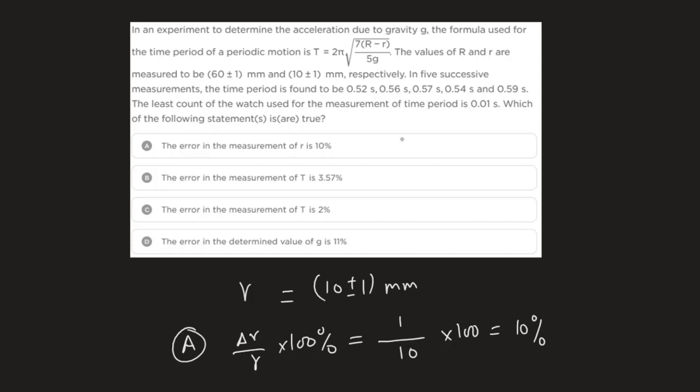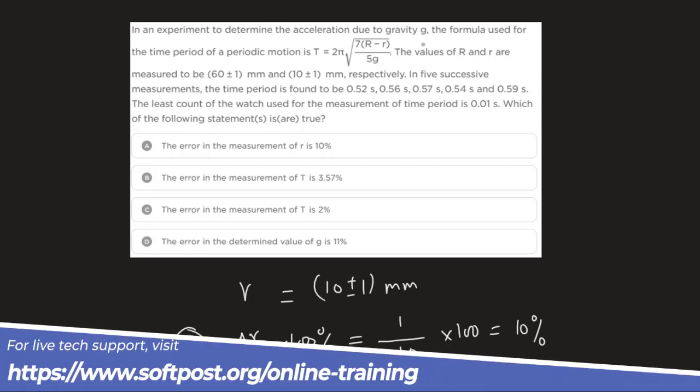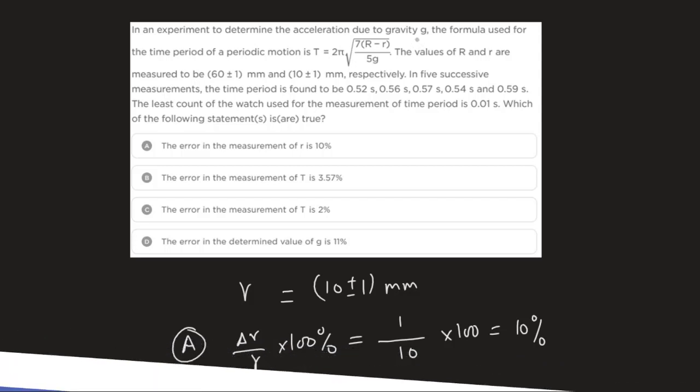तो बच्चों इस वीडियो में हम लोग ये प्रॉब्लम सॉल्व करने वाले हैं। इसमें क्या दिया है, in an experiment to determine the acceleration due to gravity g, the formula used for the time period of a periodic motion is T is equal to 2 pi under root of (7R minus r) divided by 5g.